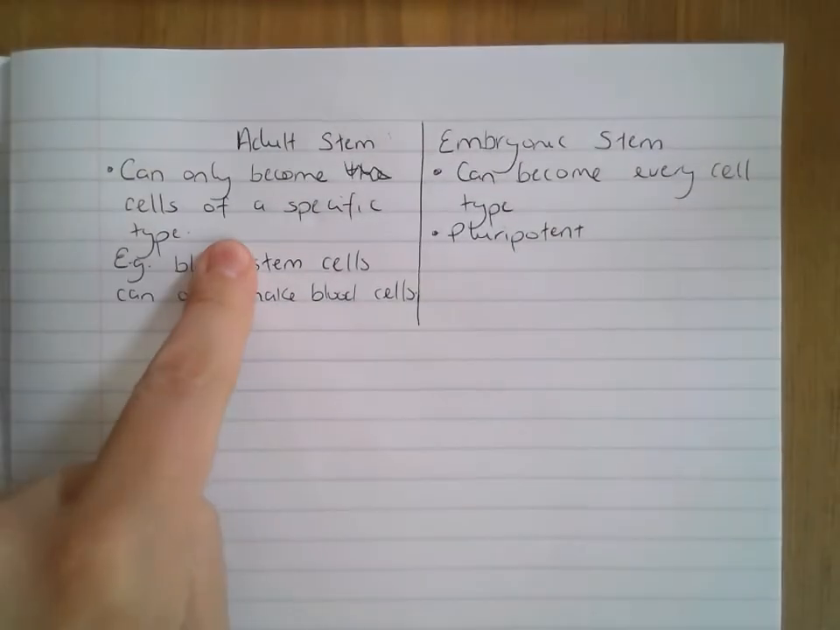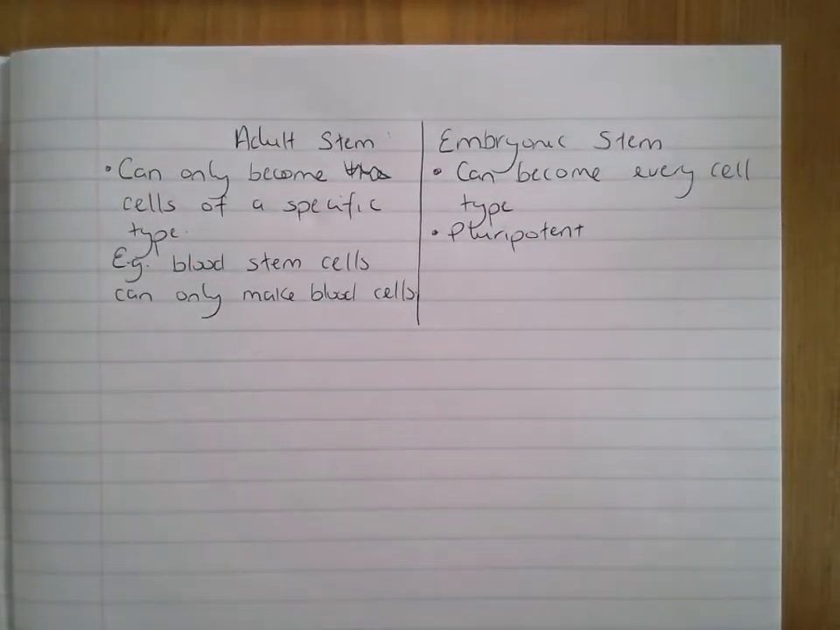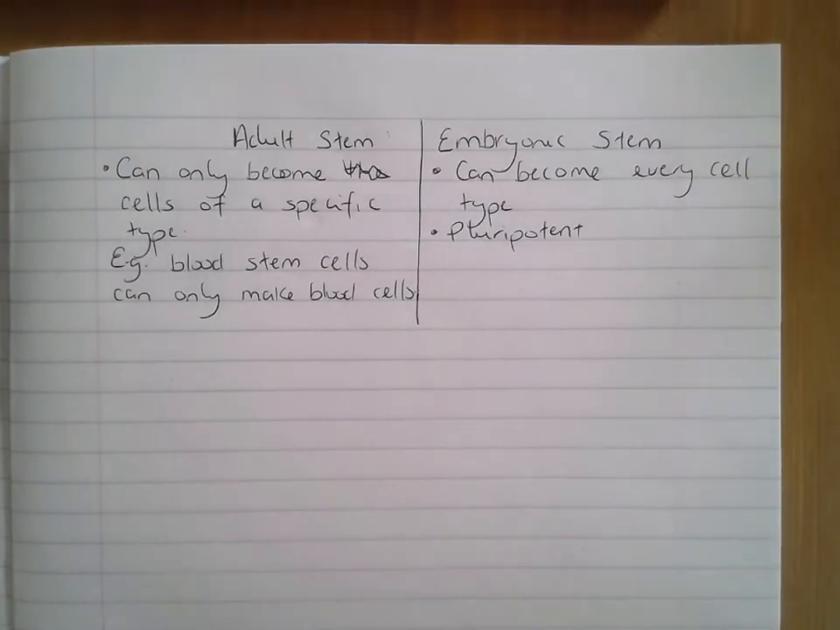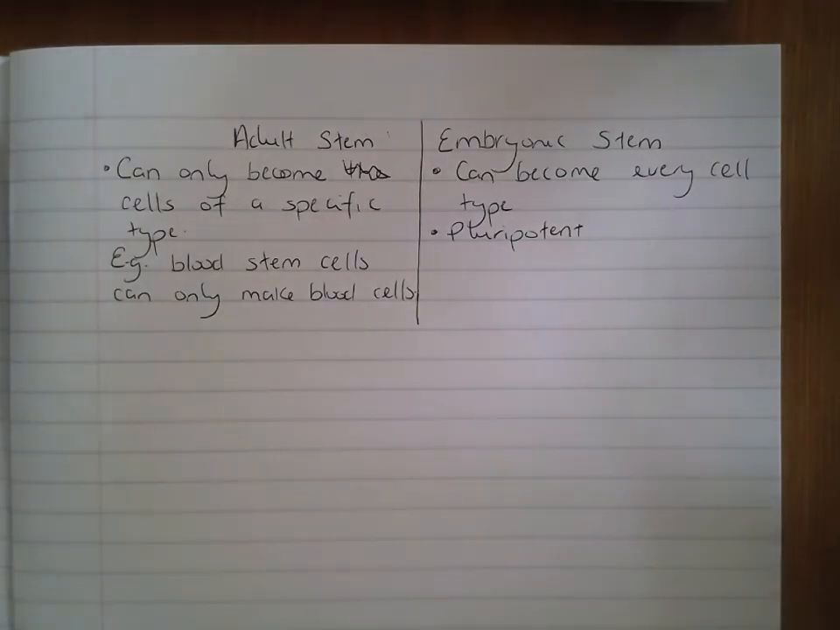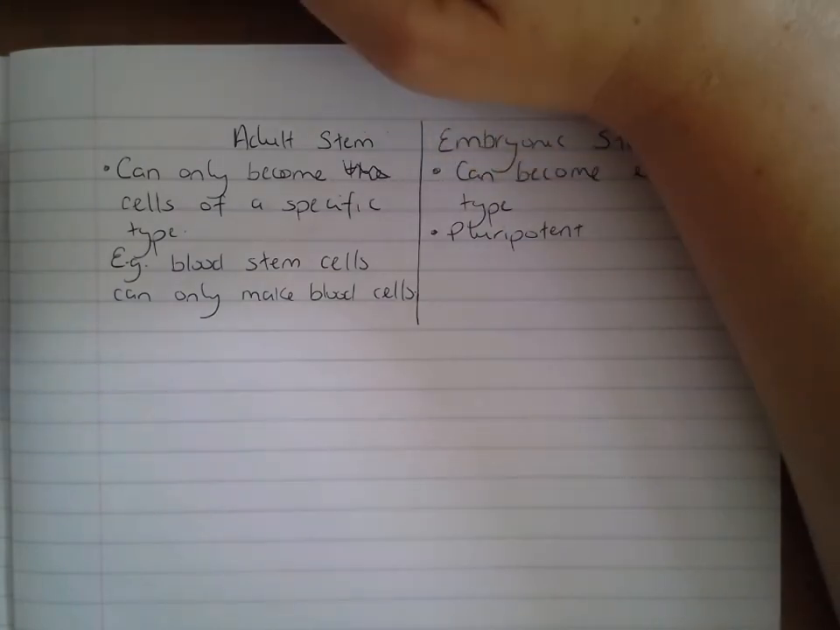Yes, we do have stem cells as adults, but they're a lot more restricted. They can only become certain types of cells. On the next lesson, we are going to look at the therapeutic applications of stem cells. So how stem cells can be used to cure different diseases.